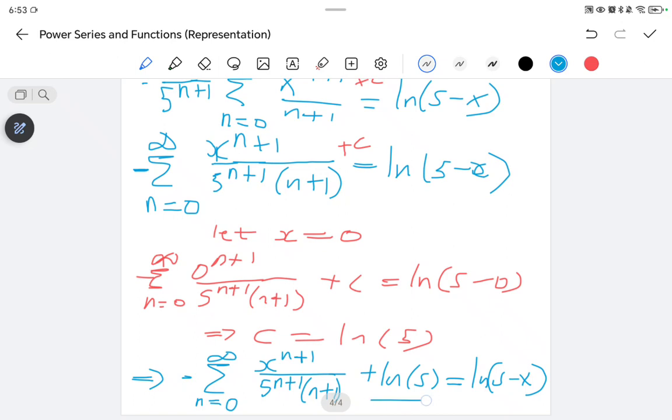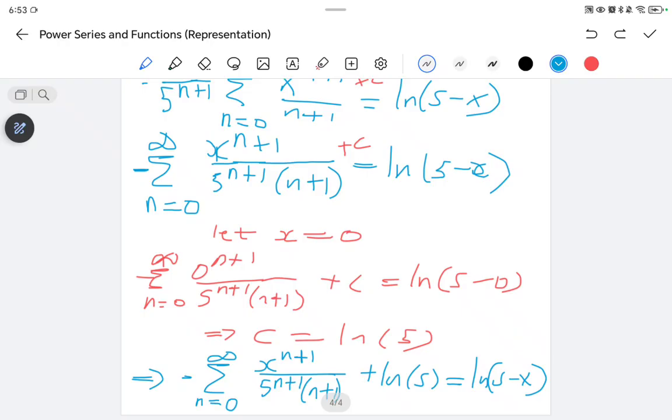So this plus ln 5 is not part of this summation, right? It's just there, we just added it. So that is the power series representation. Such a case is possible. We're going to do more questions based on this, where we can find such series.